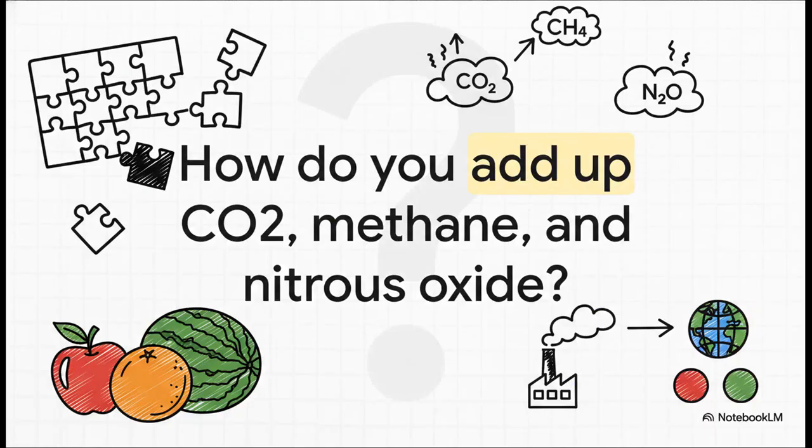But let's start with a bit of a puzzle. Let's say you're calculating a product's impact on climate change, and that process releases CO2, methane, and nitrous oxide. Now, you can't just add 1 kilogram of each, right? I mean, that would be like adding a grape, a pumpkin, and a banana and just calling it 3 things. They're totally different. They have wildly different effects on the environment, so how on earth do we add them up? Well, that's the exact problem this whole process is built to solve.